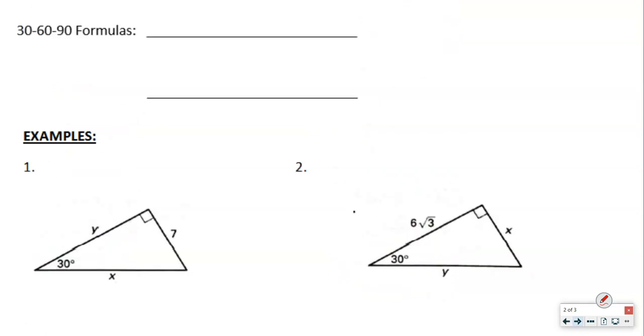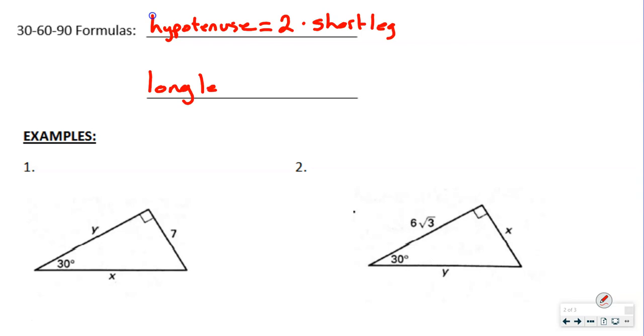30, 60, 90 triangles. And here are the formulas you need to memorize. You need to remember these. The hypotenuse equals 2 times the short leg, or the short leg times 2. The long leg equals the short leg times the square root of 3.